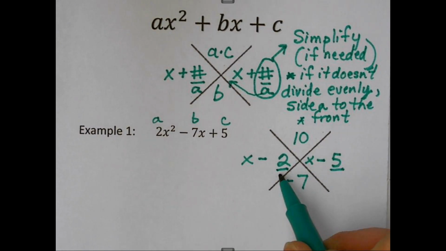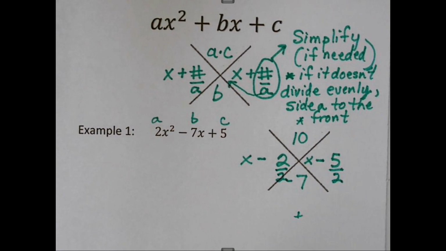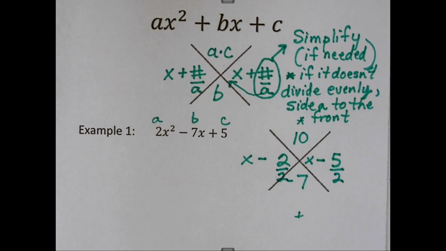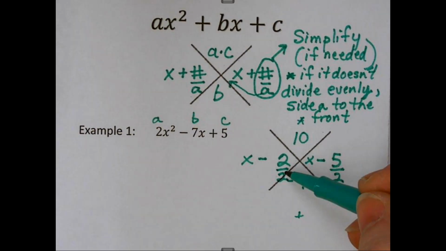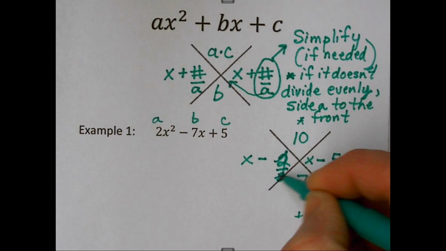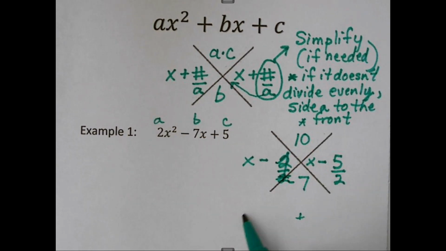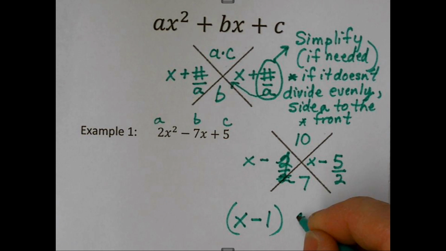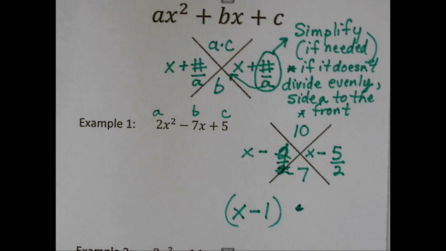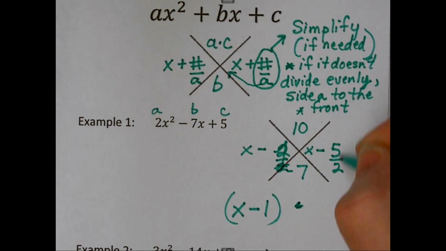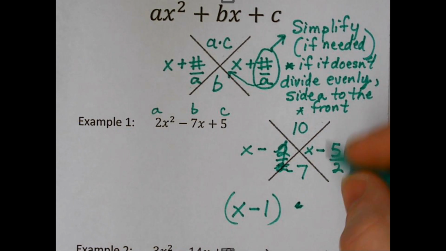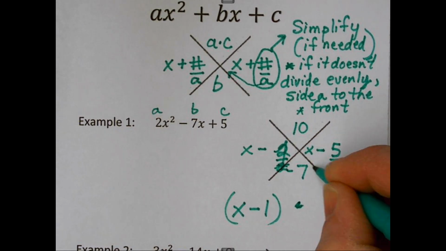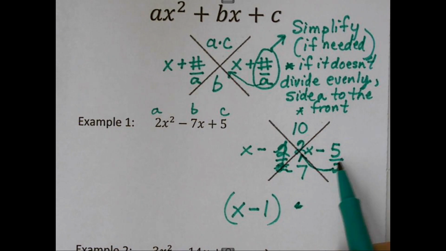Now we look. 2 divided by 2, can we simplify that? Absolutely. We make that 1. So one of our answers is x minus 1. Can we simplify 5 over 2 any further? No, 1 is the only common factor. So we slide that 2 to the front, and then we cross it out. So our other binomial is 2x minus 5.